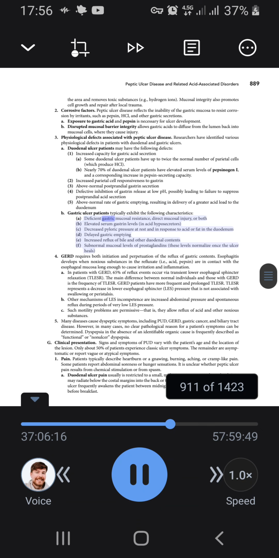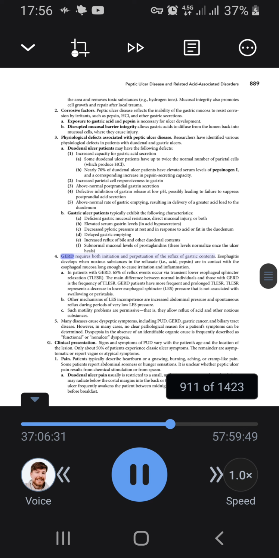A. Deficient gastric mucosal resistance, direct mucosal injury, or both. B. Elevated serum gastrin levels in acid hyposecretors. C. Decreased pyloric pressure at rest and in response to acid or fat in the duodenum. D. Delayed gastric emptying, increased reflux of bile and other duodenal contents. F. Subnormal mucosal levels of prostaglandins. These levels normalize once the ulcer heals.